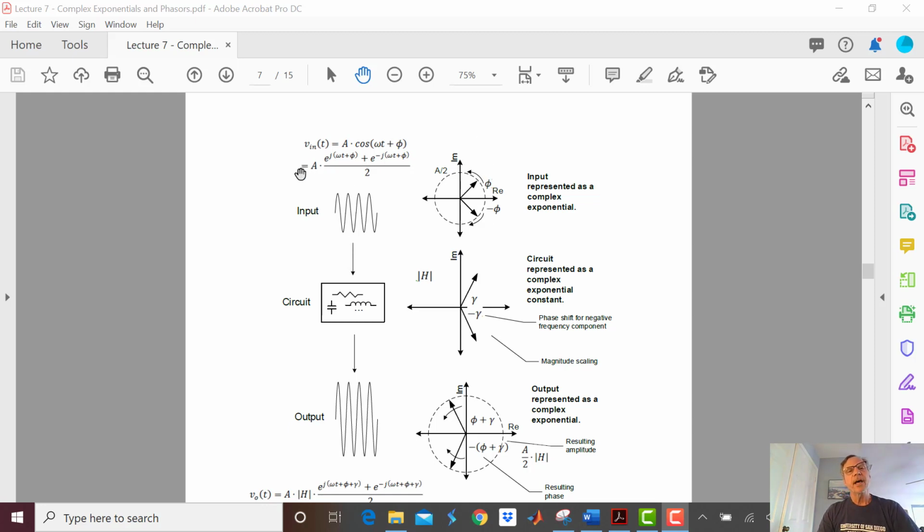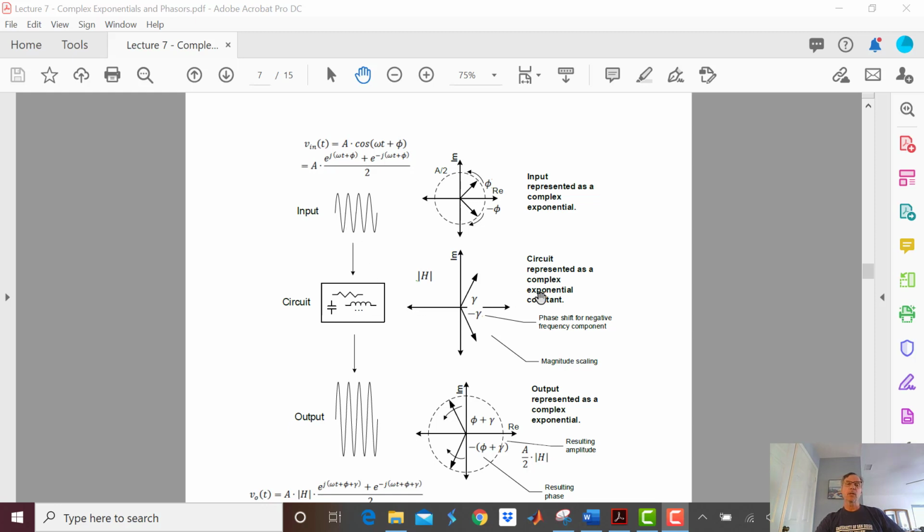So we have Vn equals A cosine omega t plus phi. Let's use Euler's identity and break that up into complex exponentials. And we do that and we get our two counter-rotating vectors. This one is rotating this way and this one is rotating this way. And of course the imaginary parts are canceling because after all it is a cosine, and there's no imaginary part in a cosine. So we just made things a little more complicated. So here is our input represented as a complex exponential.